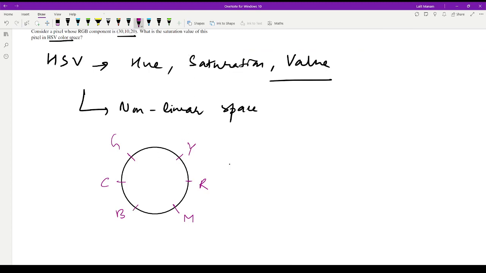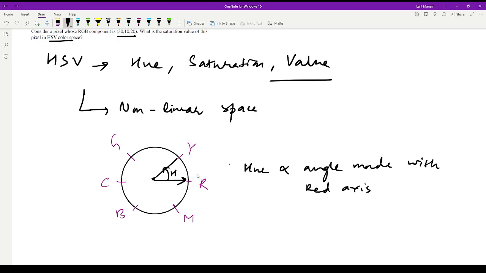Given this thing, it was told in the class, but anyway, I'll just try to revise it. Given this reference, the hue is proportional to the angle made with the red axis. I mean, the red axis is the reference axis here, and the saturation is proportional to the magnitude along the direction.